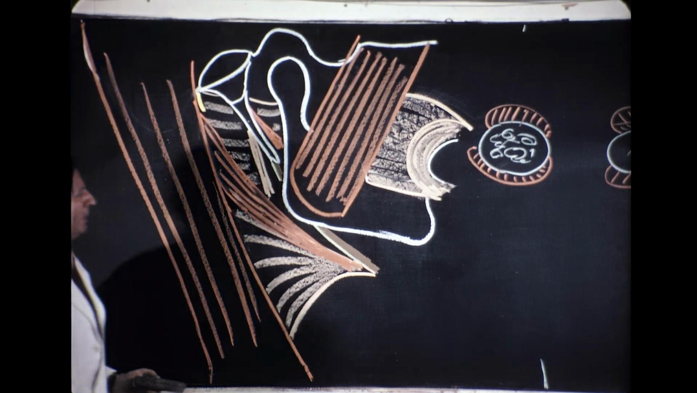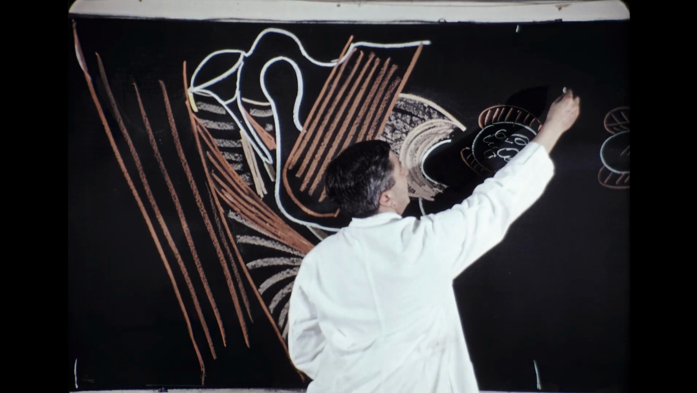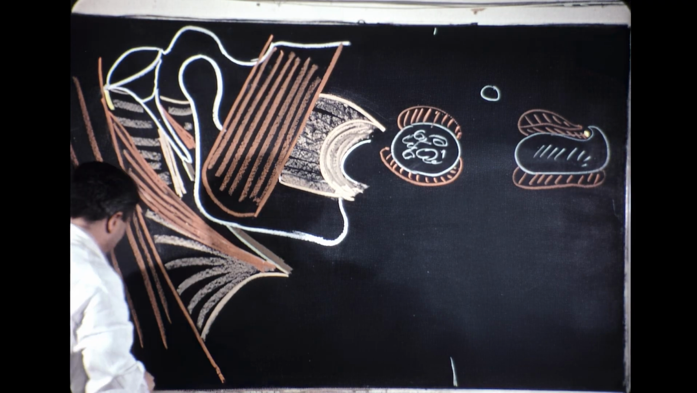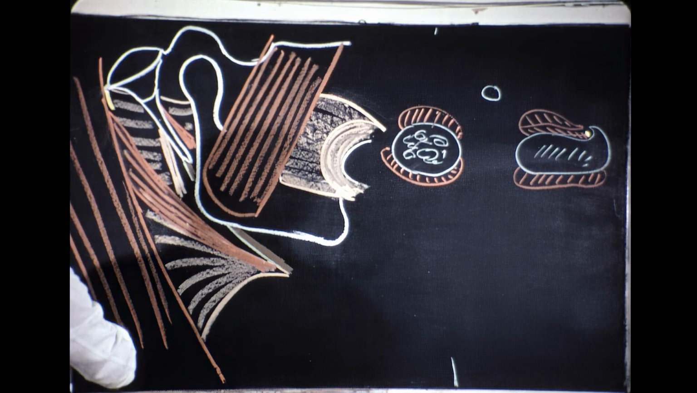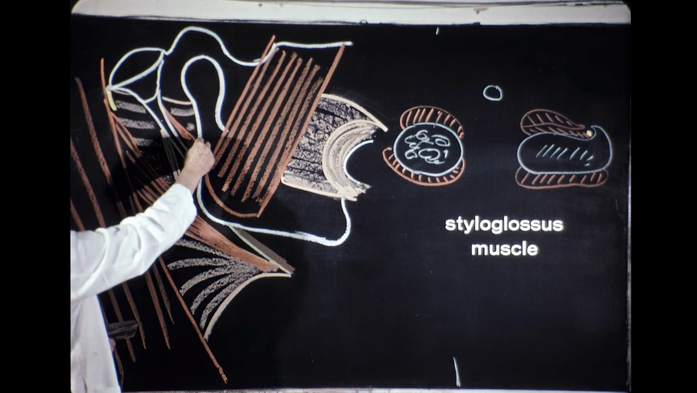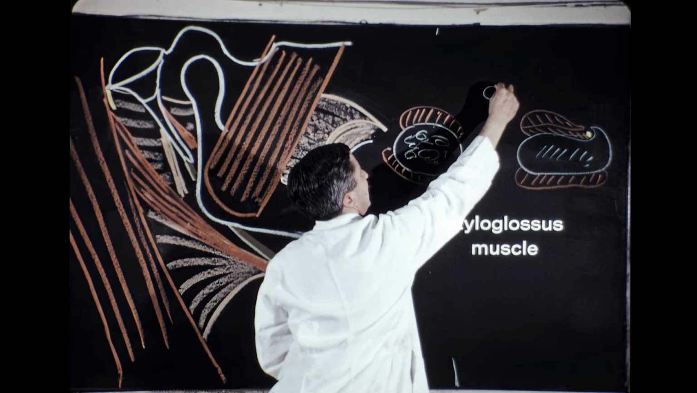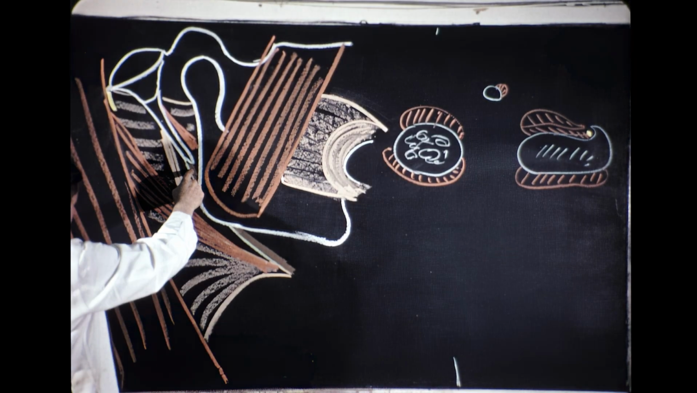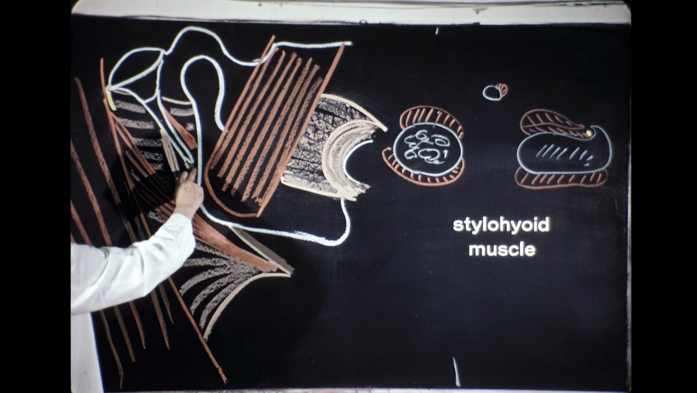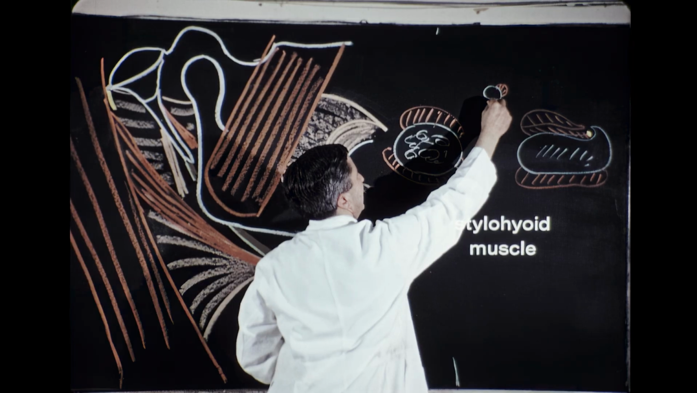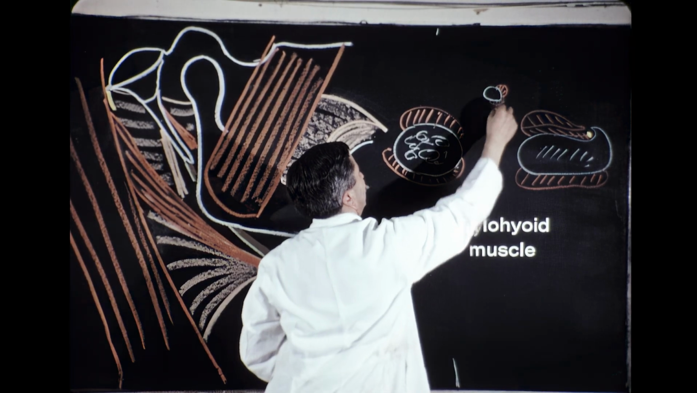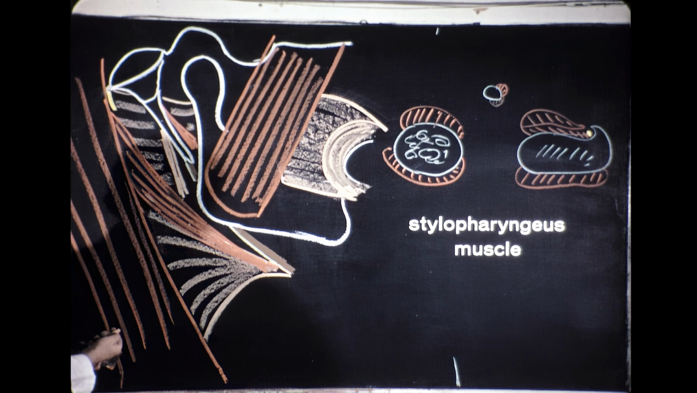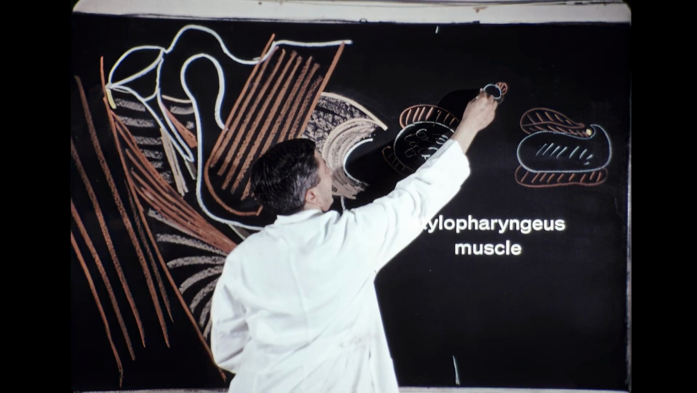So we put in the styloid process across here at about this point. And we can indicate the muscles which are attached to it. We have here the styloglossus passing forwards. We have here the stylohyoid muscle passing from near the tip. We have here the stylopharyngeus muscle.